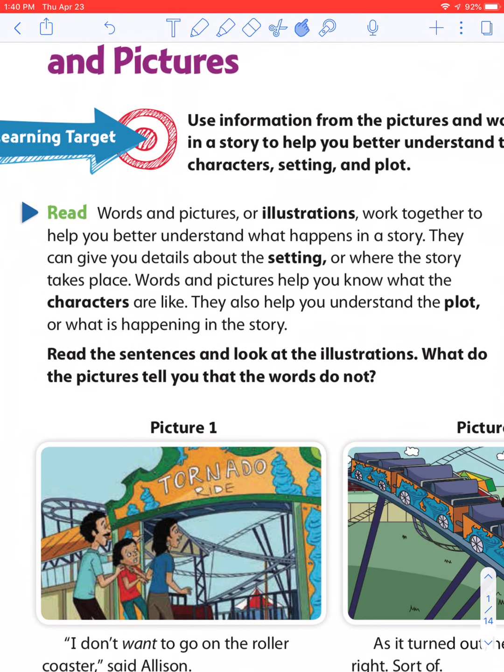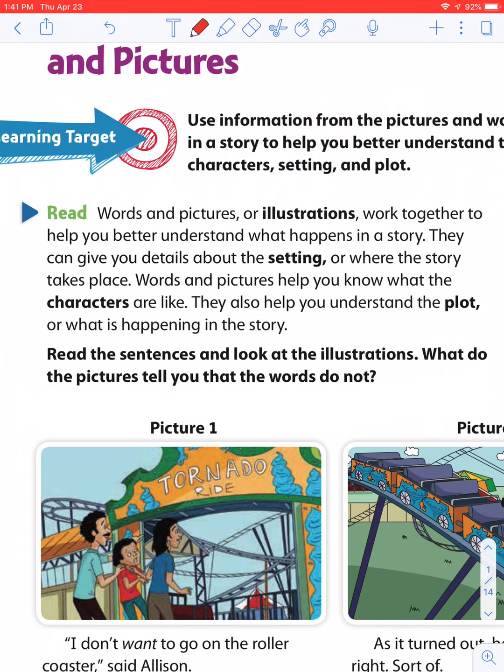Read. Words and pictures or illustrations work together to help you better understand what happens in a story. They can give you details about the setting or where the story takes place. Words and pictures help you know what the characters are like. They also help you understand the plot or what is happening in a story. Let's look at some of the new words that we learned here.